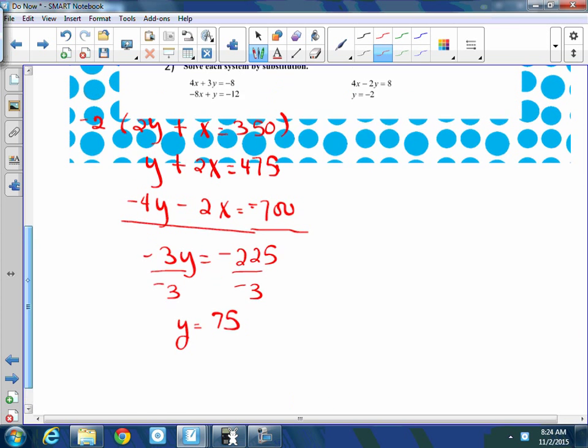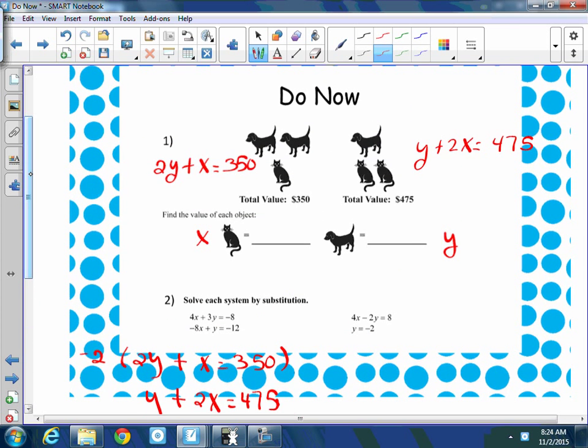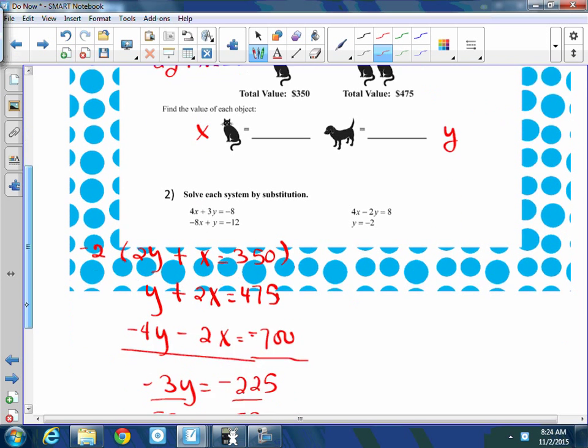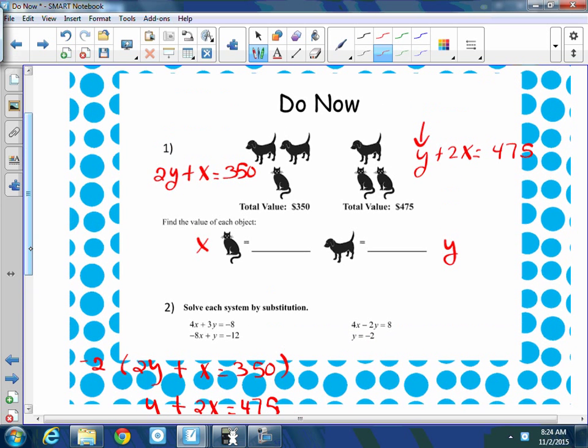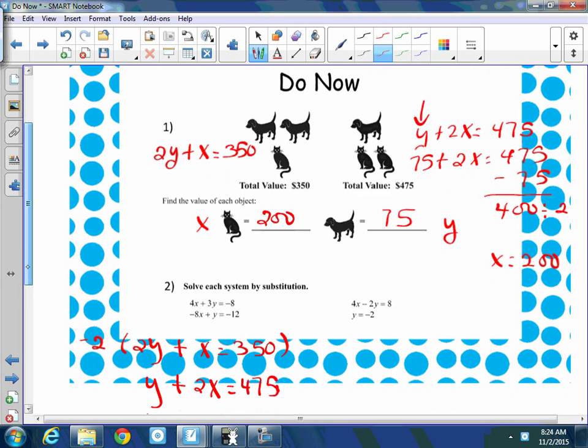All right, so now I've got y, so I'm going to go up and plug it in over here, because it's just one of them. So that would be 75 plus 2x equals 475. Now I have to take away 75. That would be 400 divided by 2. X equals 200. So the cats are 200 and the dogs are 75. And we're done. Are we good?